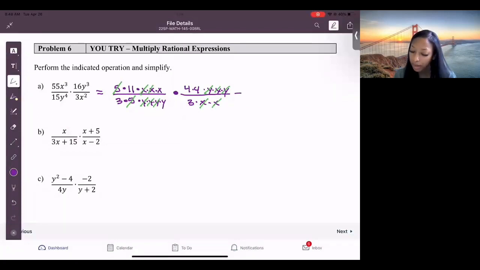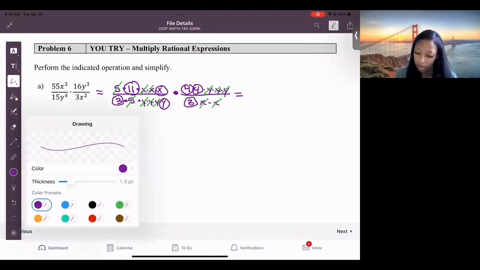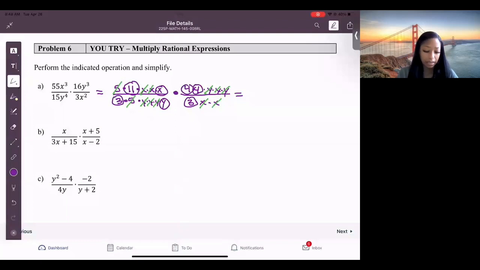So then we multiply what's left. Sometimes it's hard to see what's left. You may want to circle. We have an 11, an x, a 4, and a 4. Then we have a 3 in the denominator, a y, and another 3. All right, so let's multiply this. 11 times 4 times 4, that's 11 times 16, which is 176, times x is what's left in the numerator. And in our denominator, we're left with 3 times y times 3, so 9y. And that's our final answer.